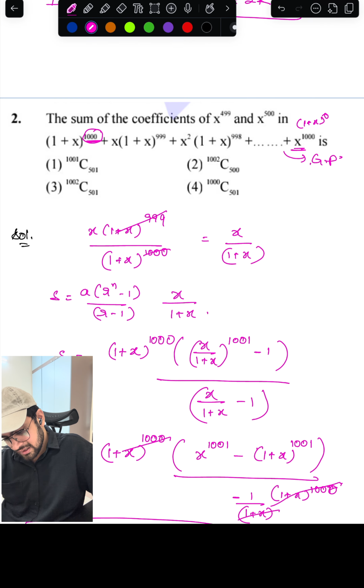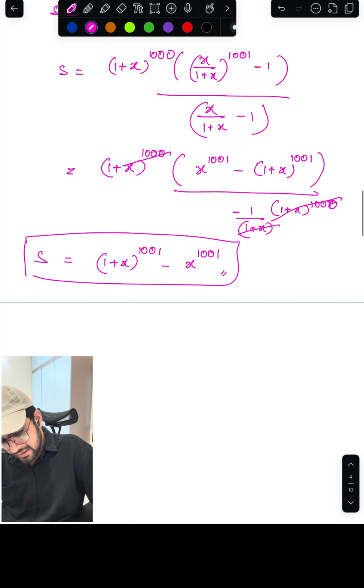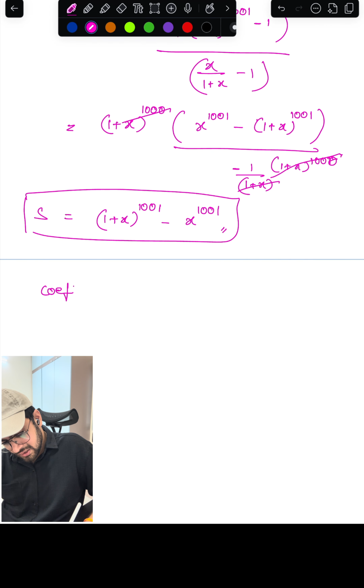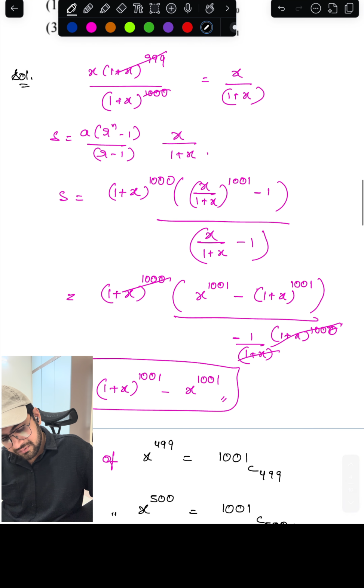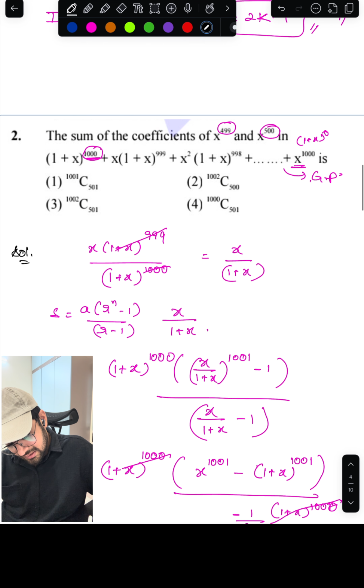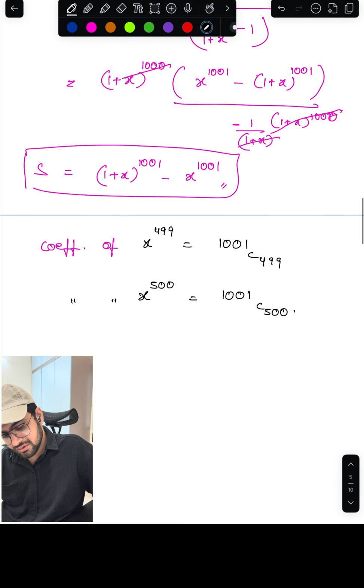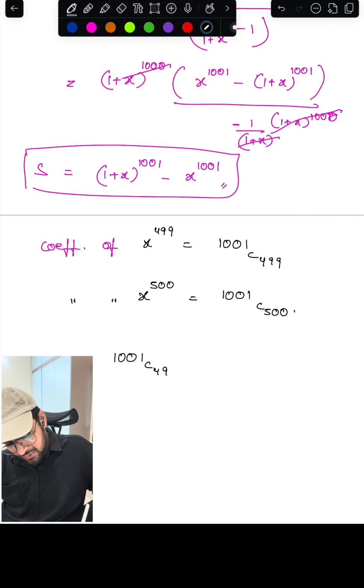Now the question is asking for the coefficients of x power 499 and x power 500. So the coefficient of x power 499 is 1001 C 499, right? Similarly, the coefficient of x power 500 is 1001 C 500, right? Now they are asking for the sum of the coefficients, so you need to sum them up. So 1001 C 499 plus 1001 C 500.